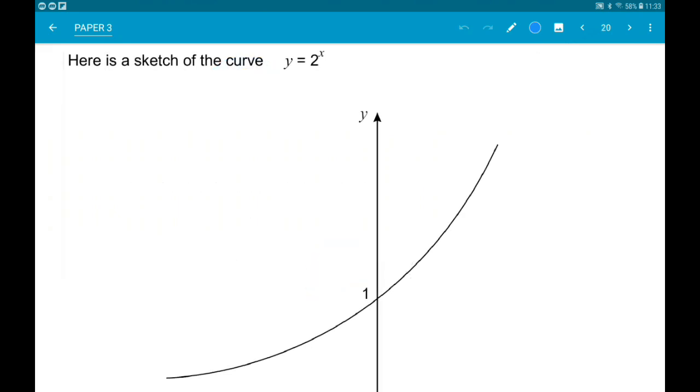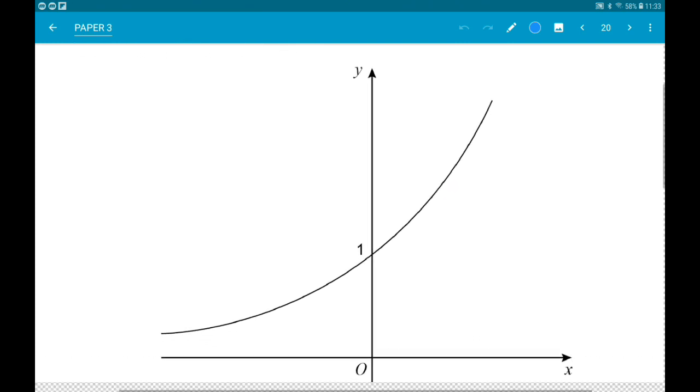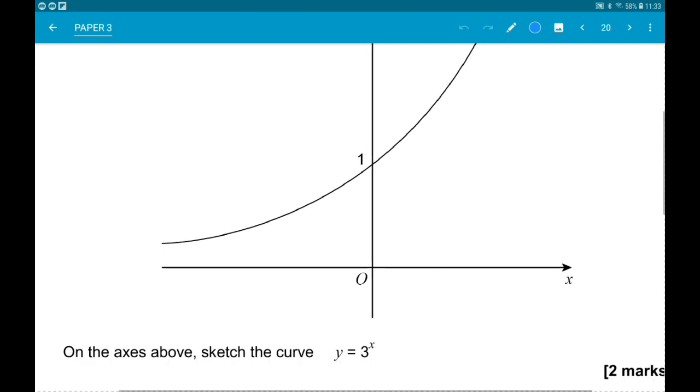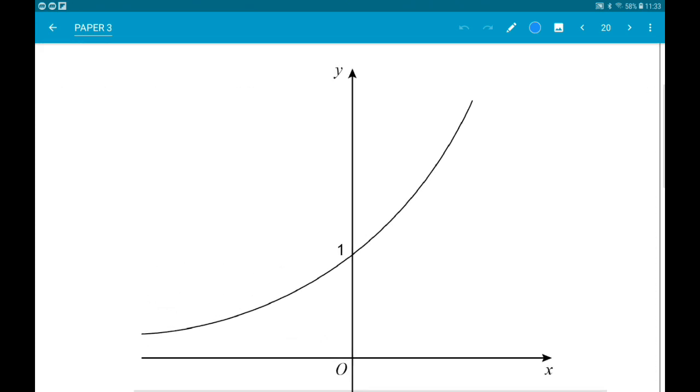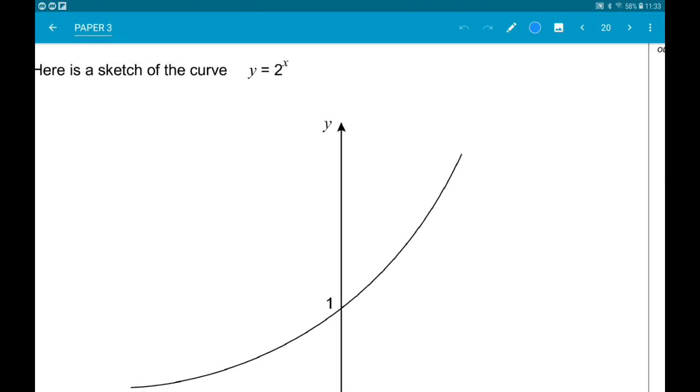Okay, number 23, we have an exponential graph. So we're given y is equal to 2 to the power x, and we are asked to sketch the graph of y equals 3 to the power x. So, first up, it's going to go through the y-axis at exactly the same point, because 3 to the power 0 is the same as 2 to the power 0, which is 1.